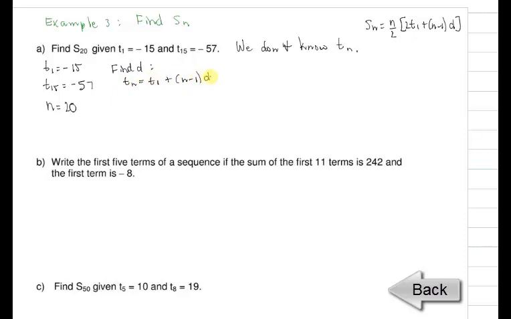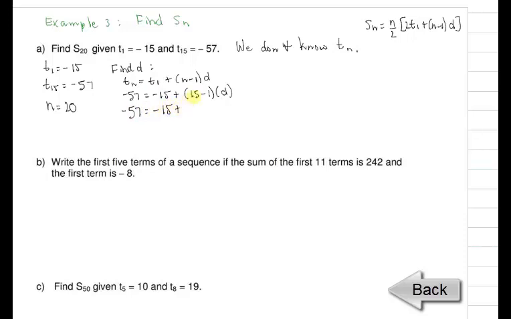In order to find d, we're going to use our T subscript 15, and that's going to be our T subscript n. So for this particular calculation, we're going to use n equals 15, because that's what our T subscript n is. I'm going to put in negative 57 here. And T1 is negative 15 plus, and because we're using T15, our n value is going to be 15, and we don't know what d is. So we're going to solve for d.